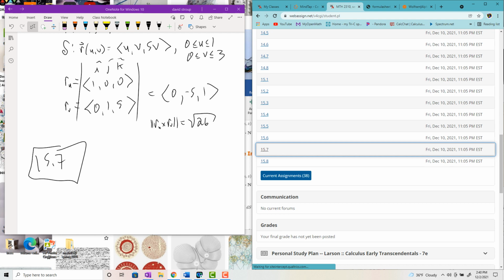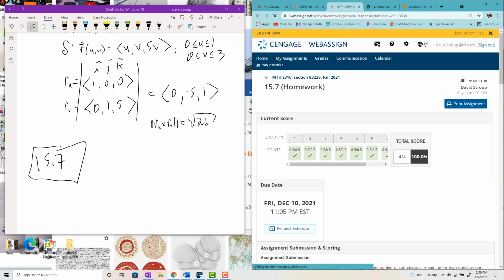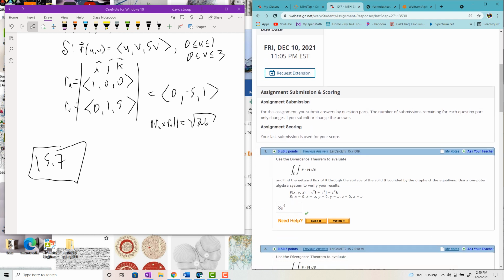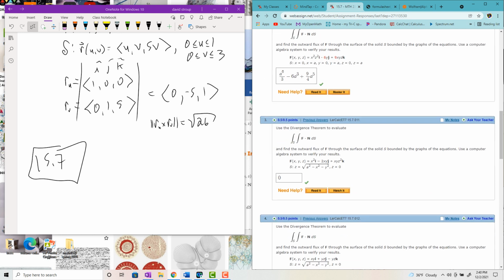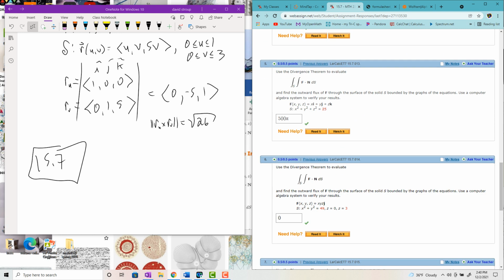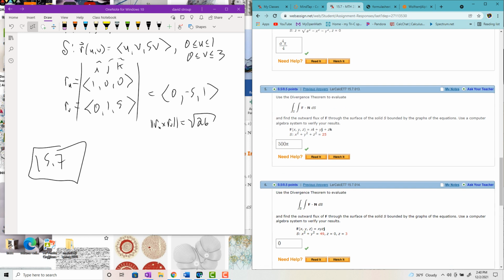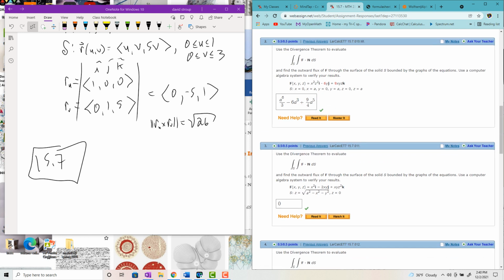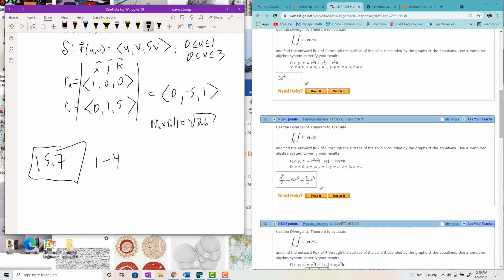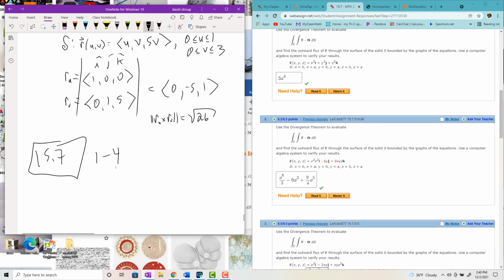Alright, so 15.7, divergence problems, and of course, I'm thinking of just keeping it easy, like maybe 1 to 4. Hopefully I'm not going to put anything too crazy on the test, right? So like 1 to 4 is a pretty good set. So using the divergence theorem, I'll try number 2.